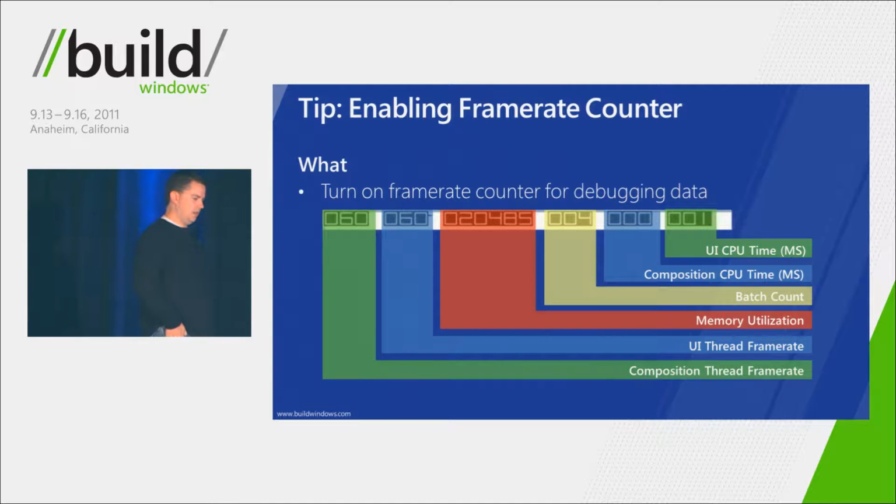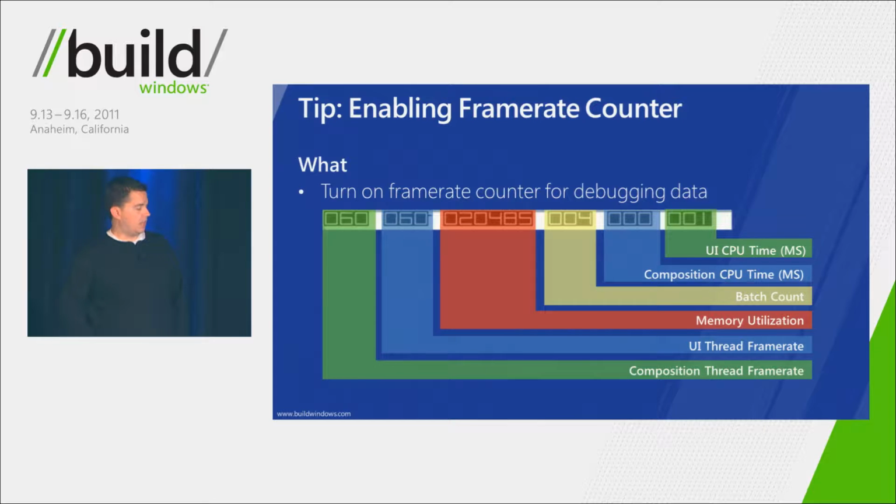The composition thread and the UI thread frame rates are probably what most people use in the frame rate counter, and understanding what those are, and watching them as you're doing animations. John talked about dependent and independent animations, and you'll see that these are the areas where you can see the impacts of what you're doing for the differences between dependent and independent animations.